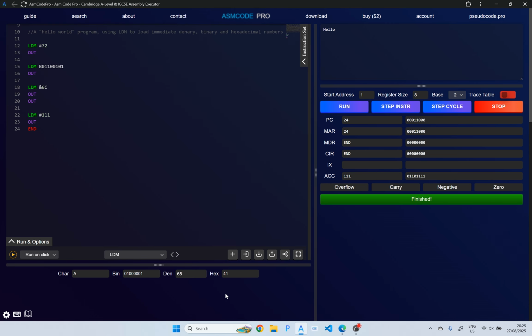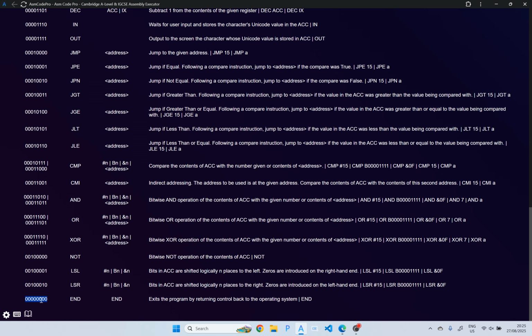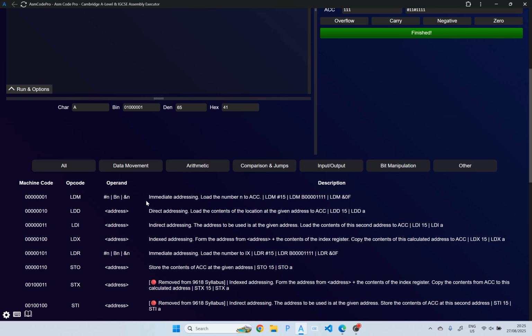You can also go down. For example, LDM is just loading a number, and its machine code is basically just 1. You might think, why does this not start from 0? Because machine code 1 is loading a number. LDD is loading from memory, then instruction 2, instruction 3, instruction 4, instruction 5, etc. If we go down, we see END, just terminating the program, that's instruction 0. Hopefully this makes sense what the instruction set is.